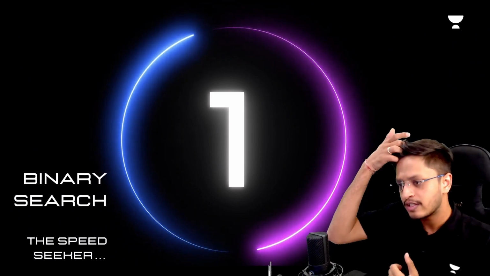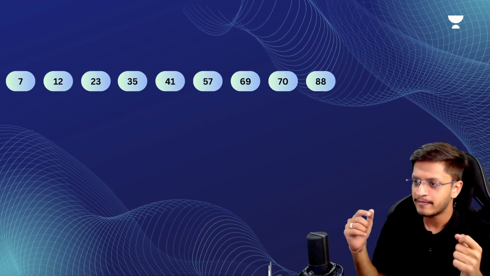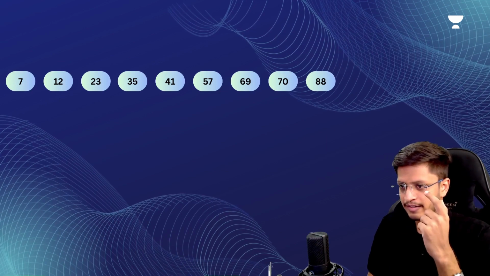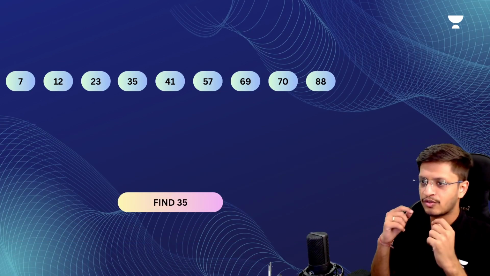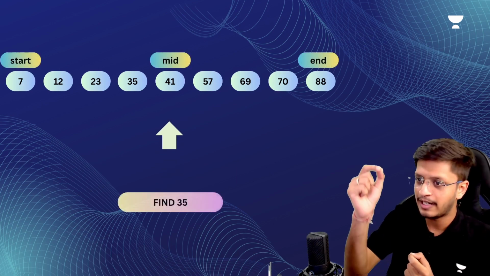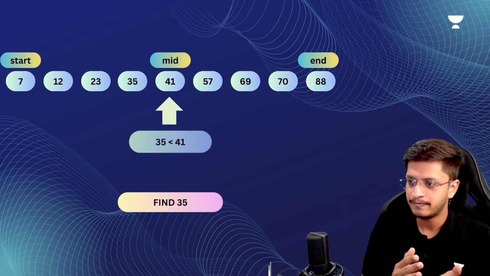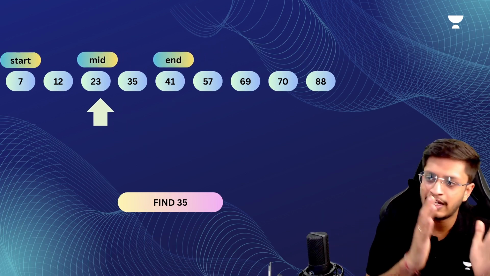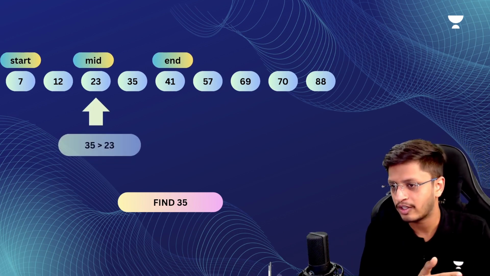What it does is you need a sorted array first. So let's say you have a sorted array, and you need to find an element in this sorted array. Let's say you want to find 35 in this particular array. It will take the middle element and compare 35 with the middle element. If it is smaller, since 35 is smaller than 41, our search space reduces to the left half of the array because the element must be on the left side.